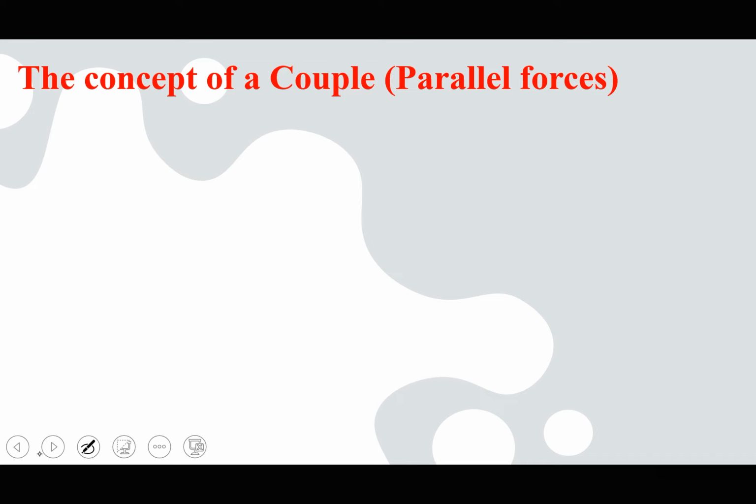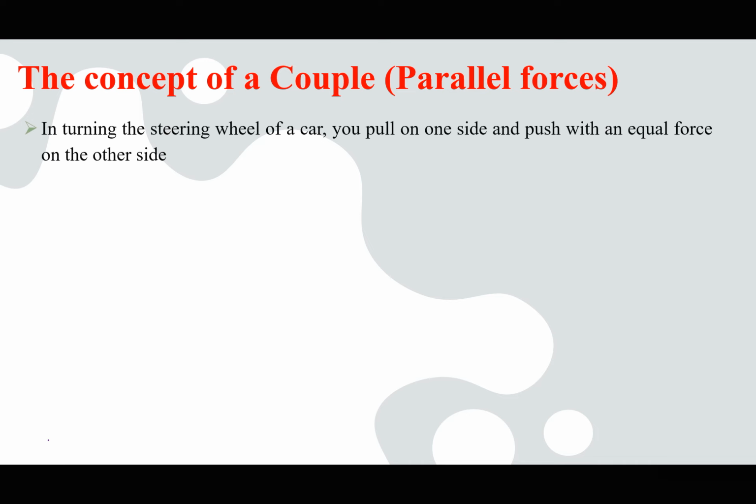These are two forces. But of course, these forces must be parallel to each other. And these forces must act in opposite directions. So in turning the steering wheel of a car, you pull on one side and push with an equal force on the other side. You are exerting what we are calling a couple, because you are putting two forces which are acting in opposite directions on different points of the steering wheel.